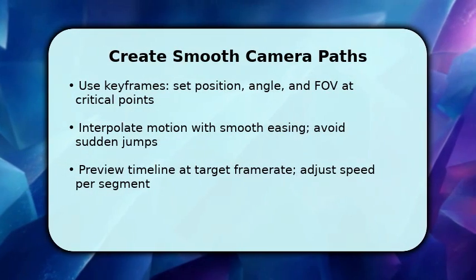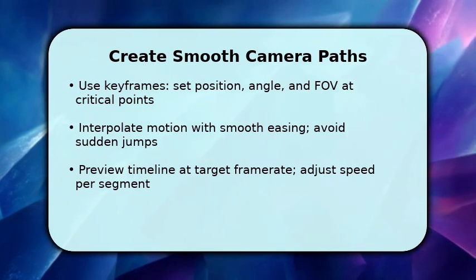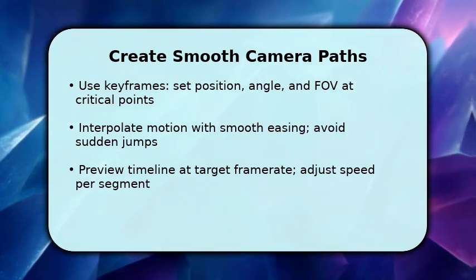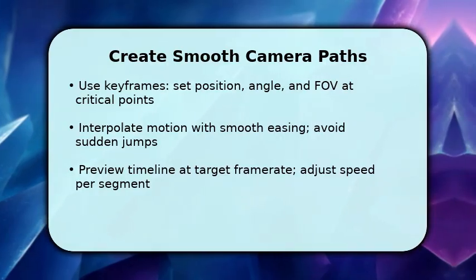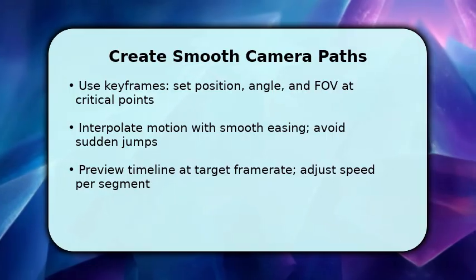Now you build the motion. Place keyframes at every major point, start, pivot, and end, and record position, angle, and FOV at each. Once keyframes exist, apply eased interpolation to smooth acceleration and deceleration.